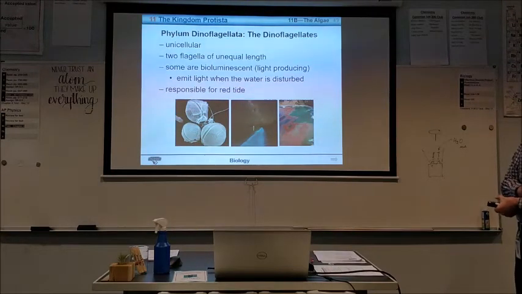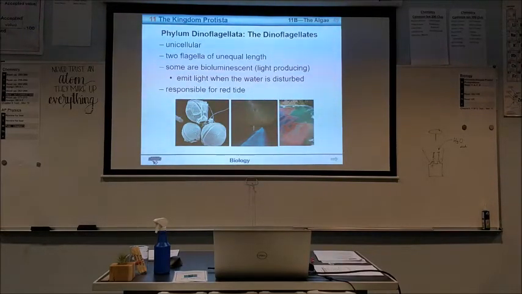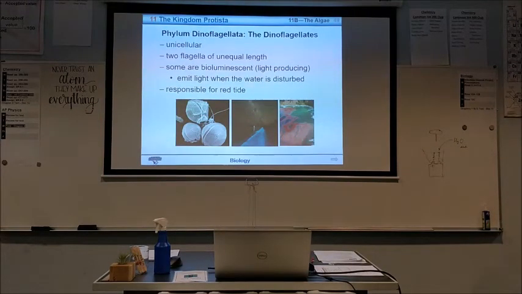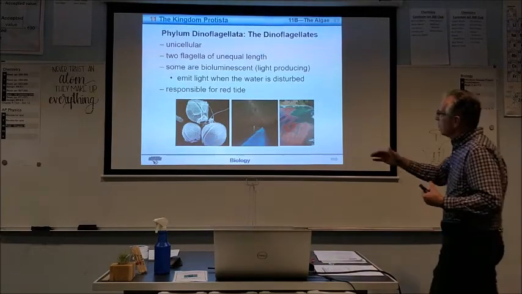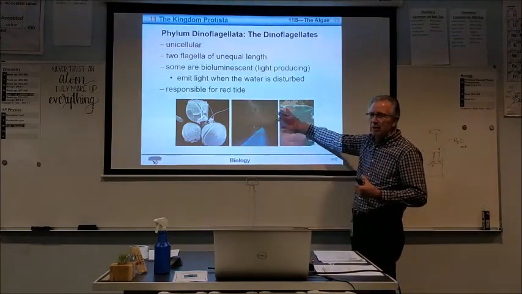Now, they're also responsible for the red tide. Some of you maybe have heard of that if you've been along the Gulf Coast. It happens more like in July and August, where these algae will multiply in such huge numbers that the water will have this reddish look to it.